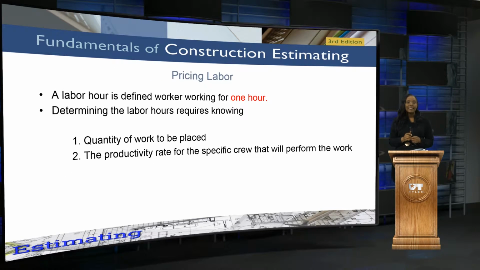Let's begin to talk about pricing labor. A labor hour is defined as a worker working for 1 hour, okay? And there are a few things that are required to determine the labor hours. One is the quantity of work to be placed. That's going to be the first thing. And then the other is the productivity rate for that specific crew that will perform the work. And there is a formula for that, where your productivity rate equals the labor hours over your quantity. And we'll talk a little bit more about that as we go through here.